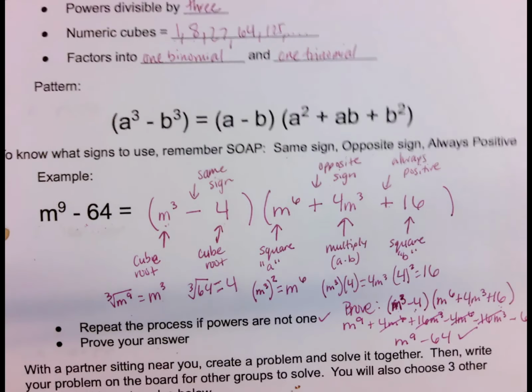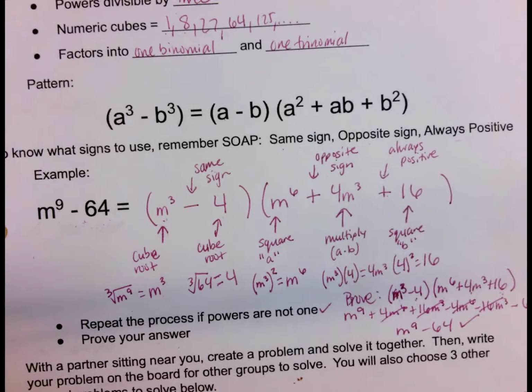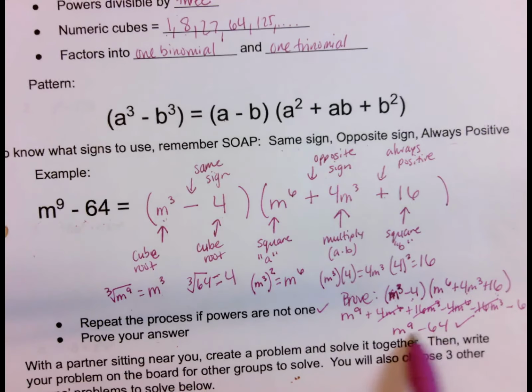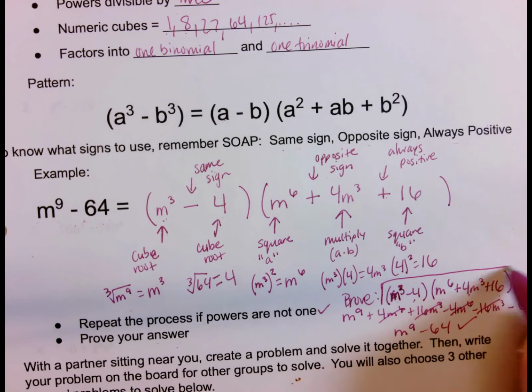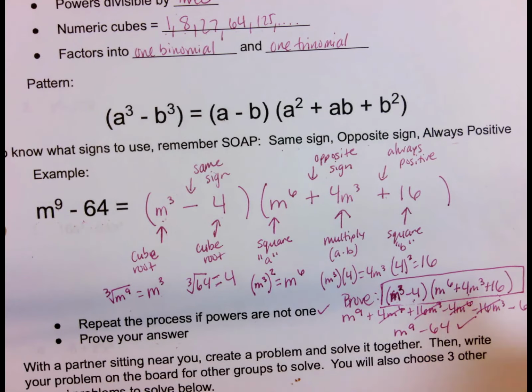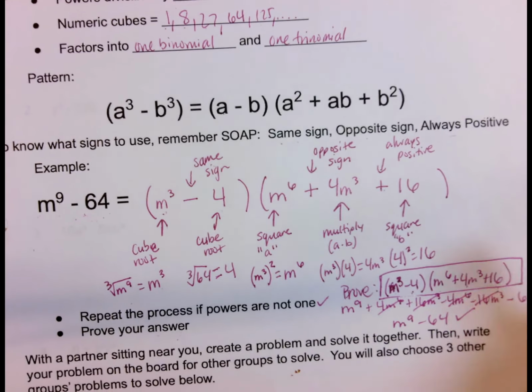Now here's what I want you to remember again on this. What's important to remember is that this is not your answer. Okay, this is where you checked your answer. Your final answer in factored form are these two factors. That's the answer that we're looking for. We're not looking for where you checked it, we're looking for the final answer, okay?